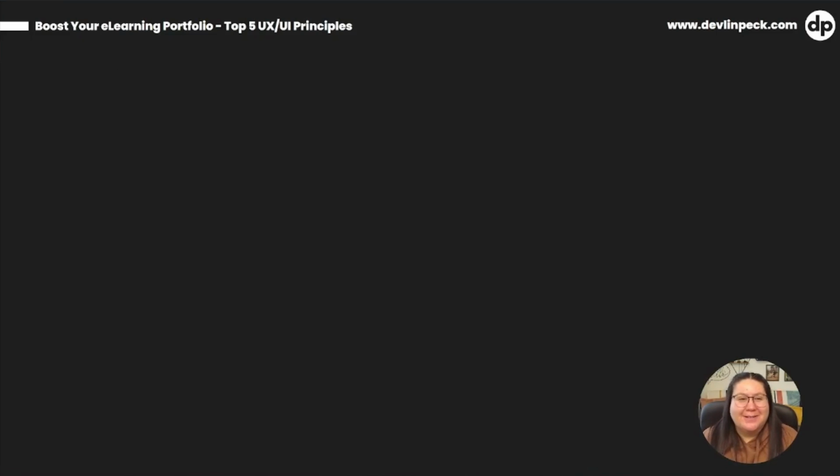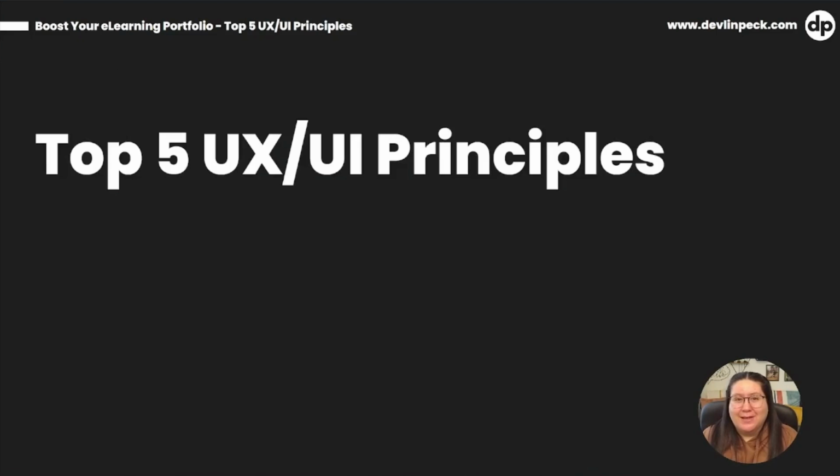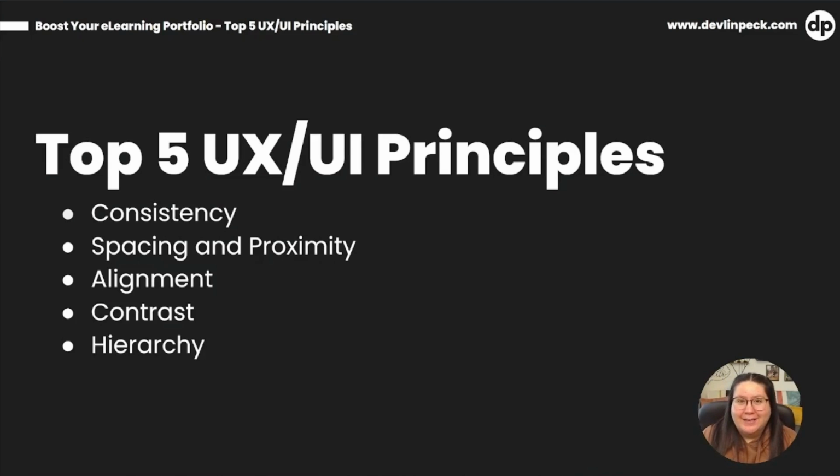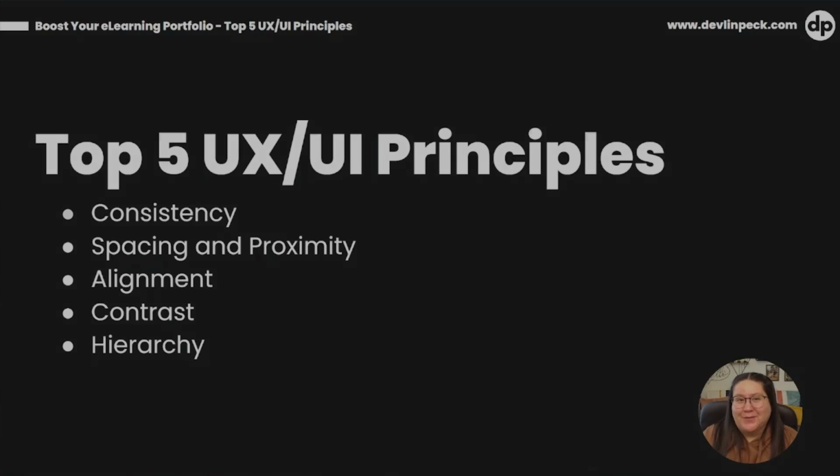I said we were going to talk today about the top 5 UX UI design principles you should be implementing into your portfolio. Those design principles are consistency, spacing and proximity, alignment, contrast, and hierarchy. If you want to dig in deeper to these design principles, be sure to check out Devlin's video on the top 5 e-learning visual design mistakes, because we're going to focus on all of those good examples, but check that one out to know what mistakes to avoid.